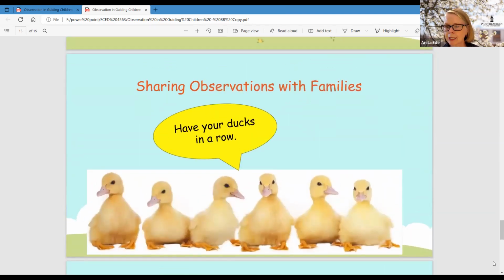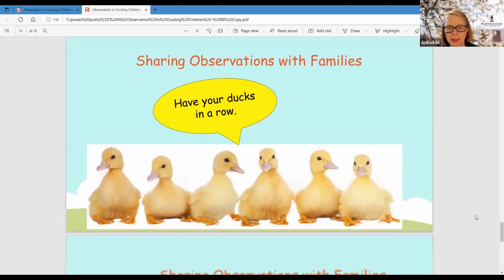Always have all your ducks in a row when you're sharing observations with families. It's important. It would be very helpful to have your anecdotal notes right next to you. On Tuesday, January 2nd at 10 a.m., he was sitting next to a student. You can't share names, a student. And he reached out and slapped him on the arm or whatever it is. Just be real specific. No judgment. Just here's what happened. This is the time. This is the date. Ducks in a row.